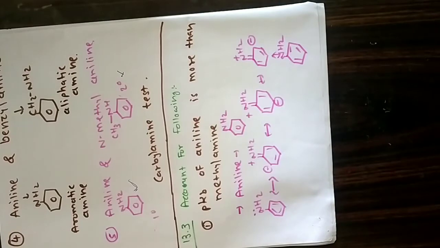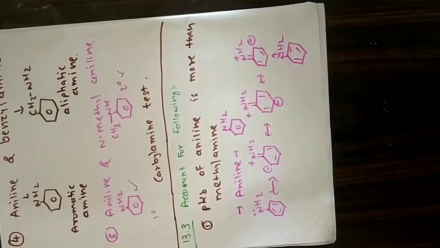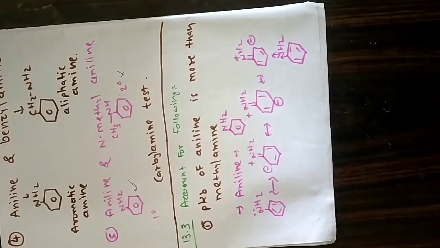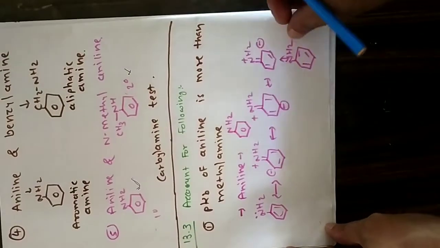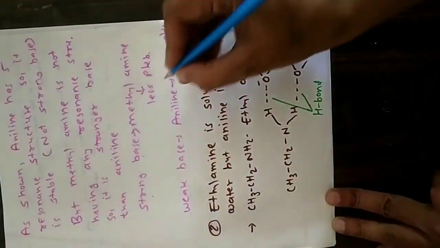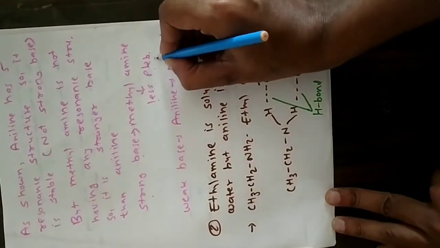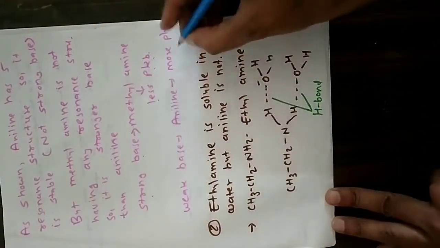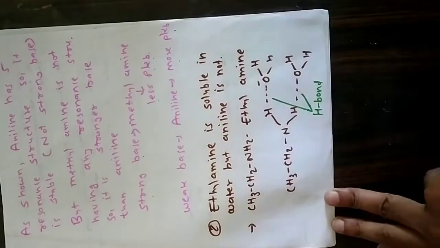The next question is 13.3. Account for the following, means we have to give reasons for the following statements. First one is: pKb of aniline is more than methylamine. Now what you have to remember for this question is that a strong base has a less pKb value and a weak base has a more pKb value.